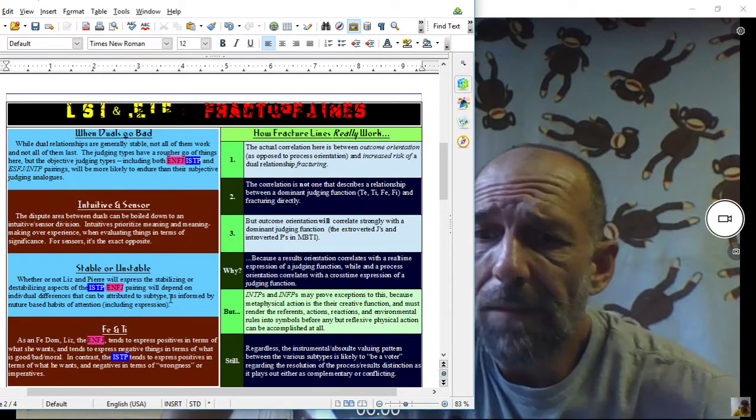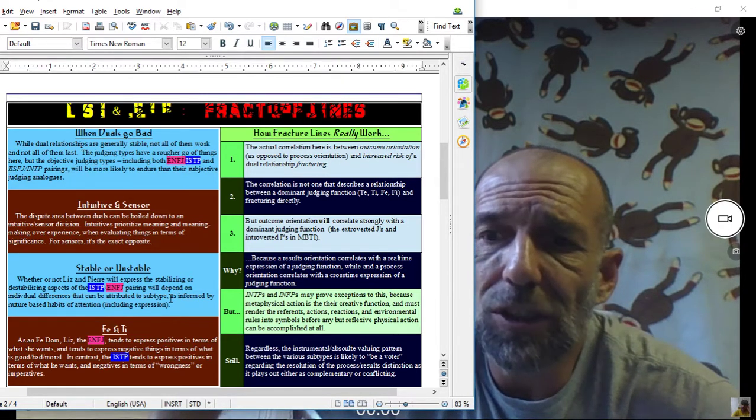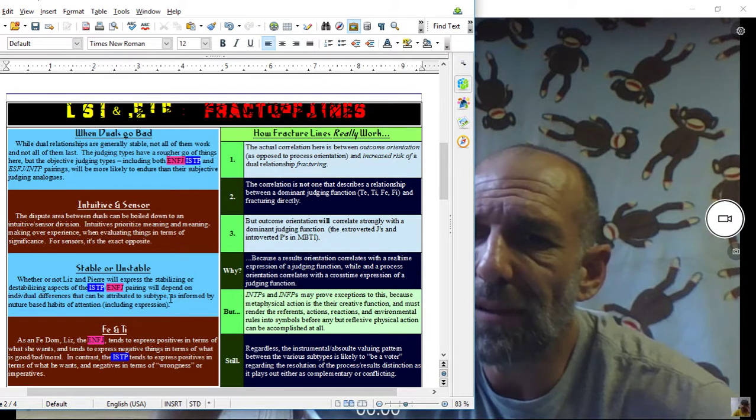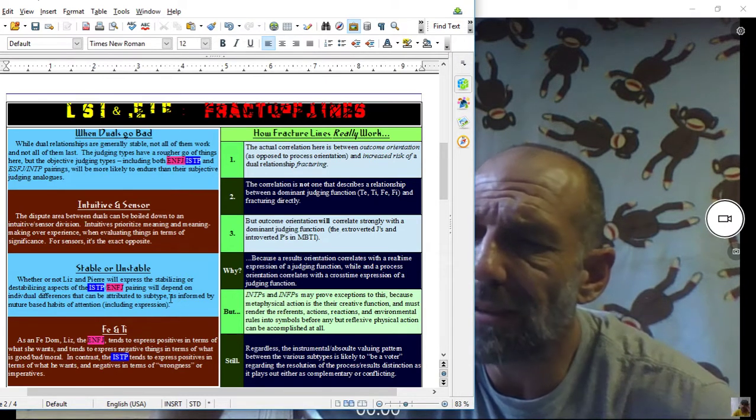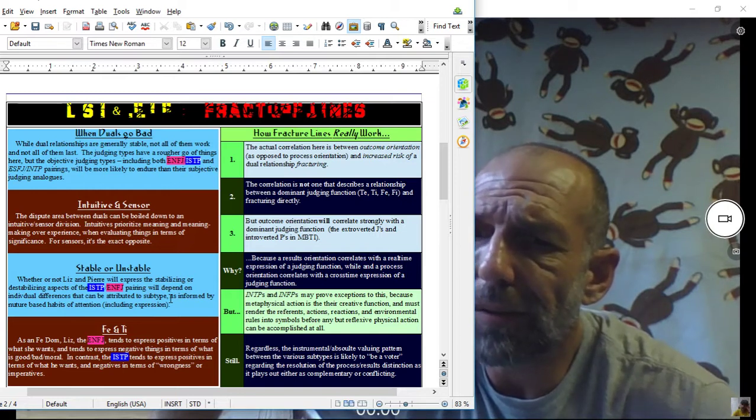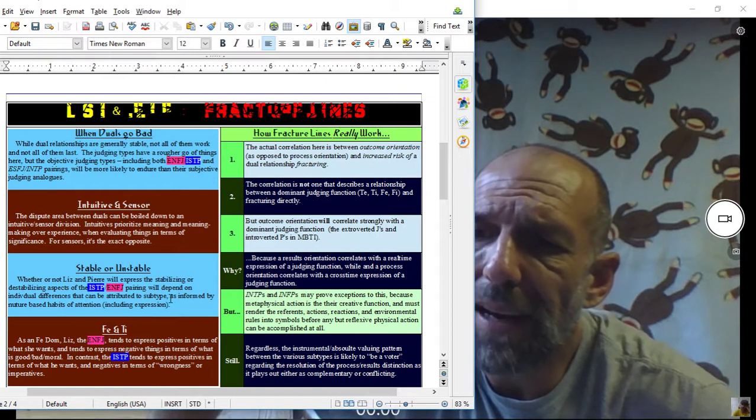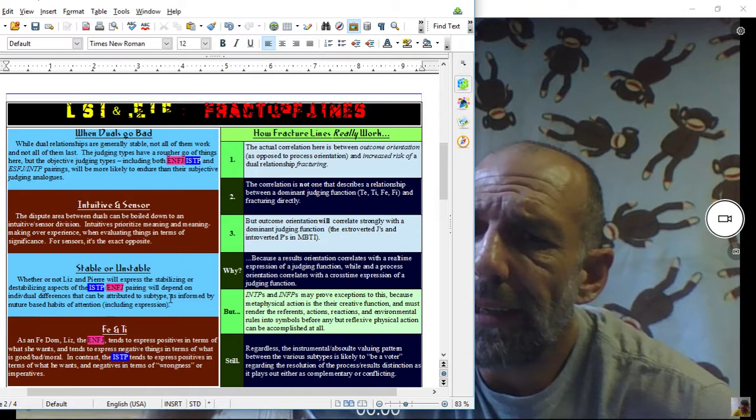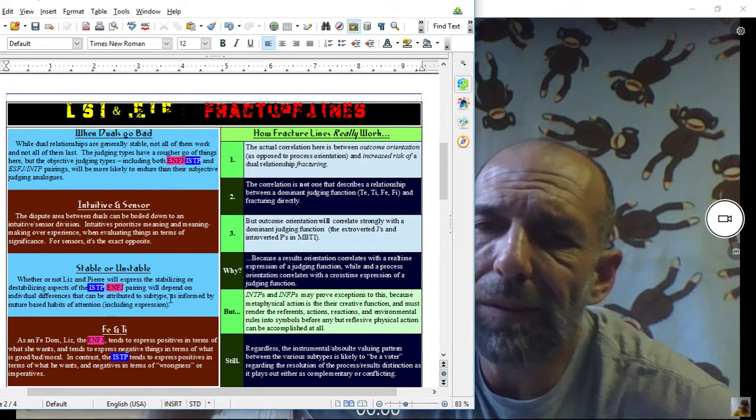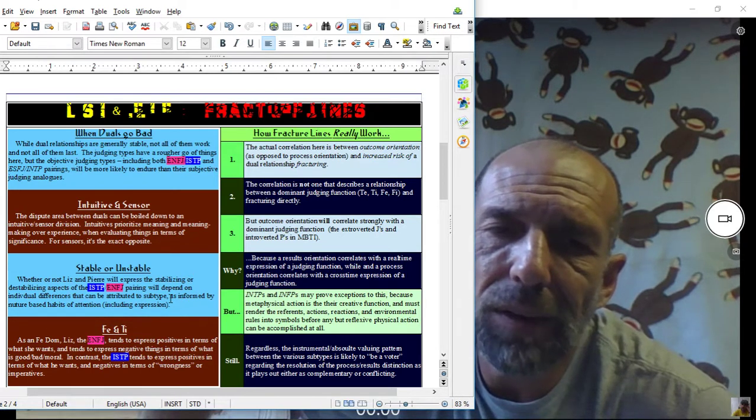Okay, FE and TI. As an FE dom, Liz, the ENFJ, tends to express positives in terms of what she wants and tends to express negatives in terms of what is good or bad or moral. In contrast, the ISTP tends to express positives in terms of what he wants and negatives in terms of wrongness or imperatives. So, the difference there being that they both understand positive things in terms of what they want, but they don't understand negative things in terms of the same degree of absoluteness.